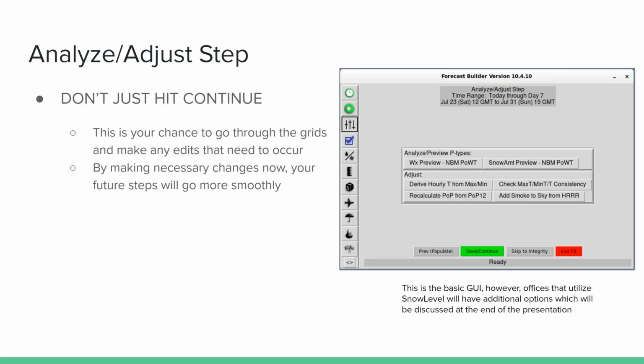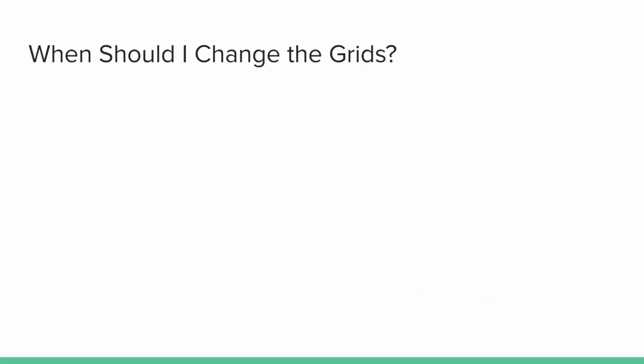Note, for those offices utilizing snow level grids, we'll describe the additional buttons found on that GUI at the end of this video. But before you select any buttons, you'll want to spend some time looking through the grids that have just populated and make any changes that you deem necessary. While it might be tempting to just select Save and Continue, spending a little time analyzing your grids at this point could save you quite a bit of time in the next steps of ForecastBuilder.